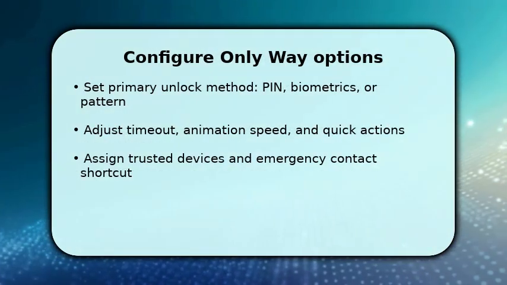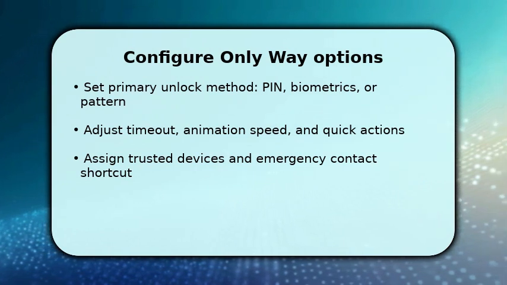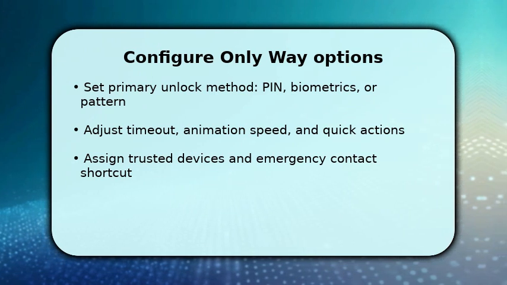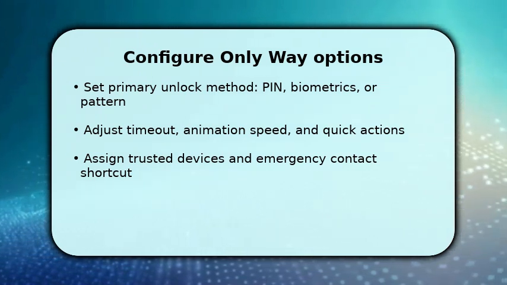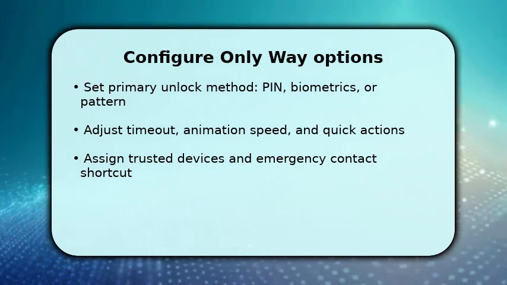You will now configure the Only Way options. Pick your primary unlock method, PIN, biometrics, or pattern, because it determines fallback behavior. Then adjust timeout and animation speed to balance security versus convenience. Faster animations feel snappier, but may expose unlock feedback.